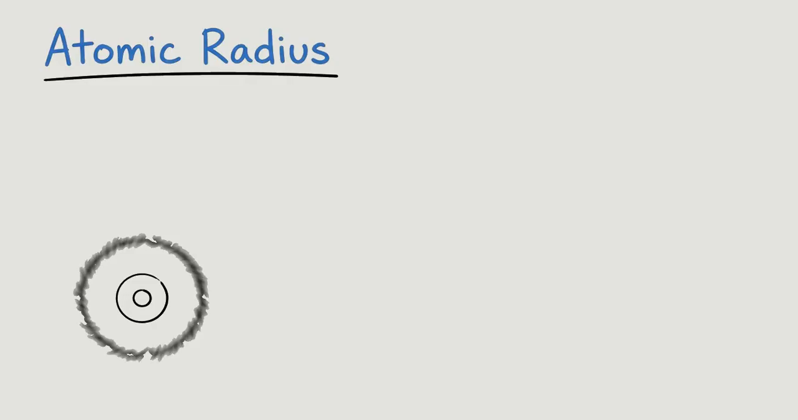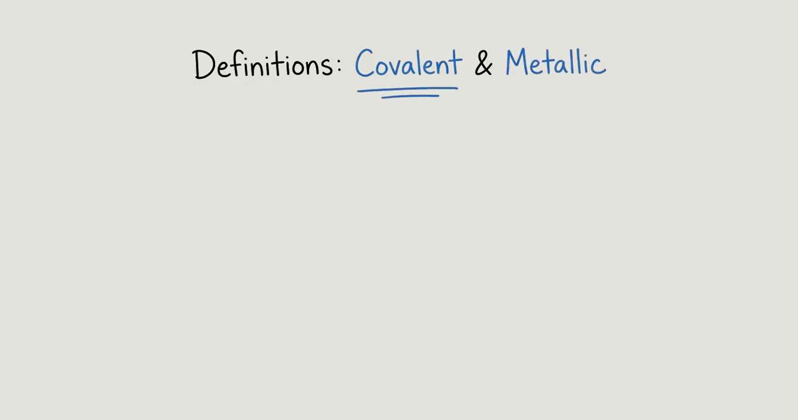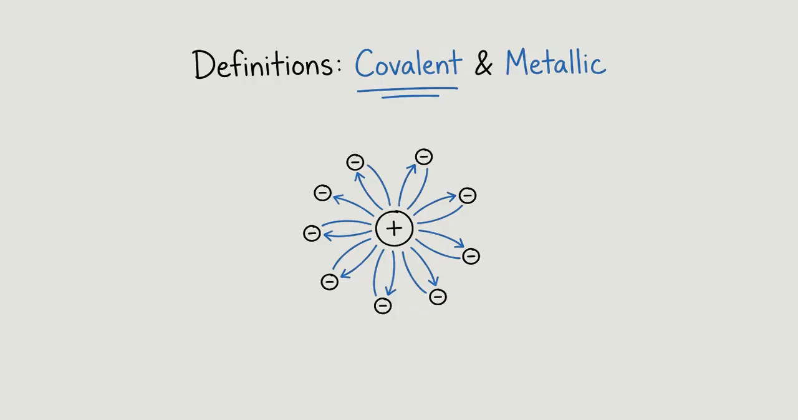Atomic radius sounds like a simple idea, but atoms don't actually have a sharp outer edge. Electrons live in probability clouds, not solid shells, so an atomic radius is defined by how close atoms get to each other in bonds or in solids. Different definitions exist, like covalent or metallic radius, but they all show the same trends because they reflect how tightly the outer electrons are held.